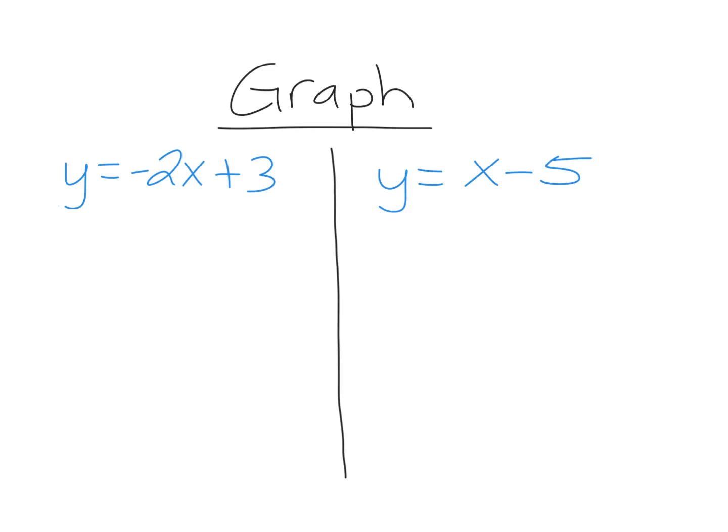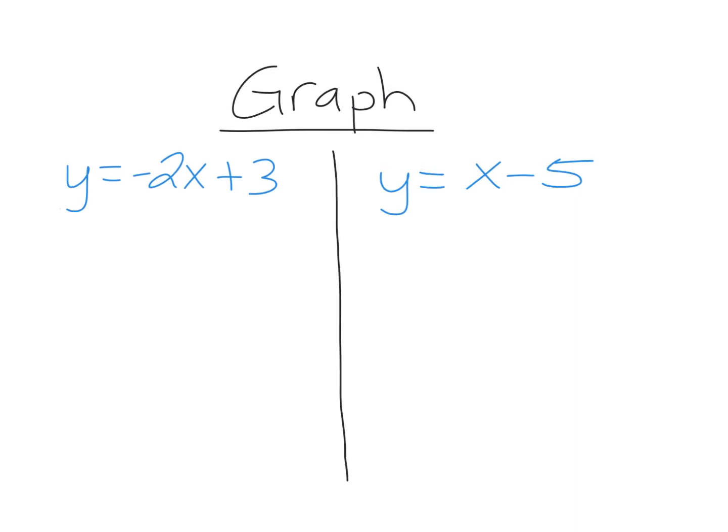What form are these in right now? Remember what it's called? Right, y equals mx plus b. What is that called? What's it called? Let's start with S. Slope-intercept form. Okay, we know how to graph these, correct? Okay, so let's just graph them. We graph them like normal.